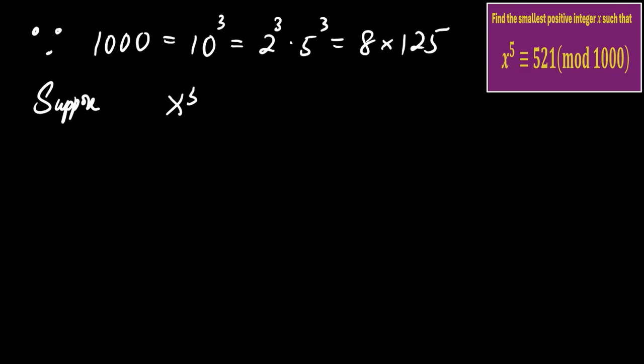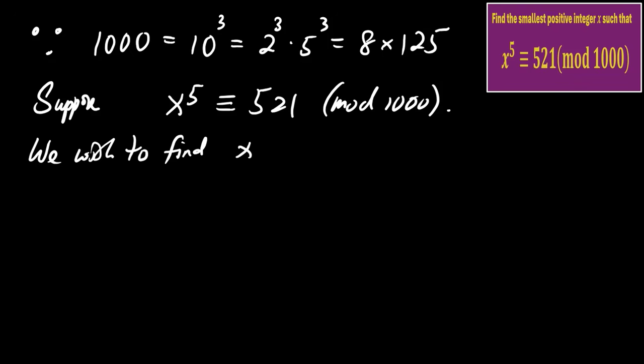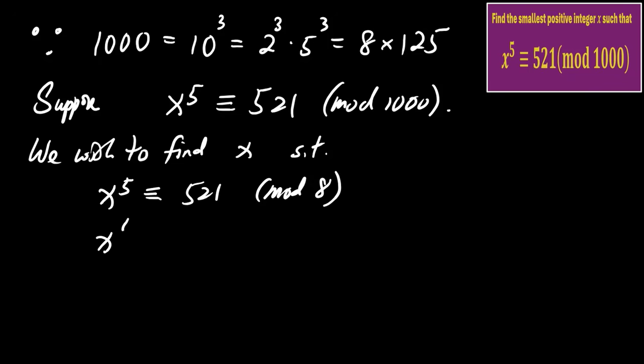Suppose x to the power 5 is congruent to 521 mod 1000. We wish to find x such that x to the power 5 is congruent to 521 mod 8 and x to the power 5 is congruent to 521 mod 125.